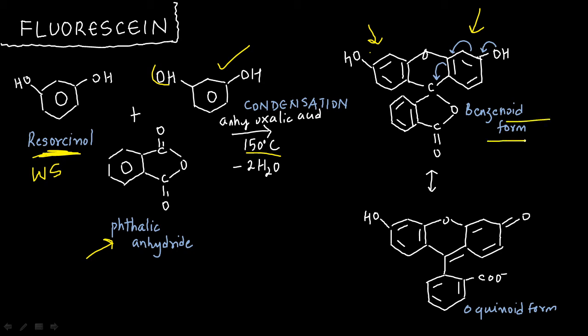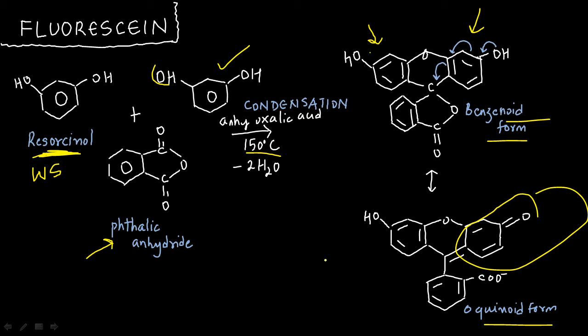Benzenoid form. What you can do is, oxygen has a lone pair of electrons. These can form a double bond, and there is an alternate bond shift. Then we have a quinoid form. This thing, quinoid form.